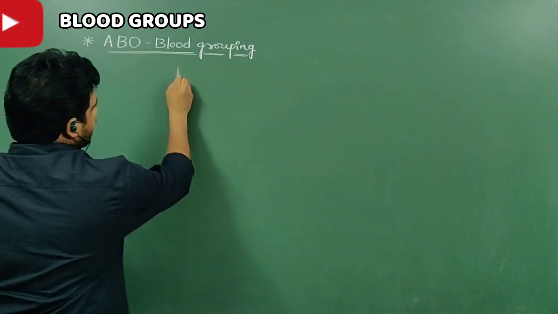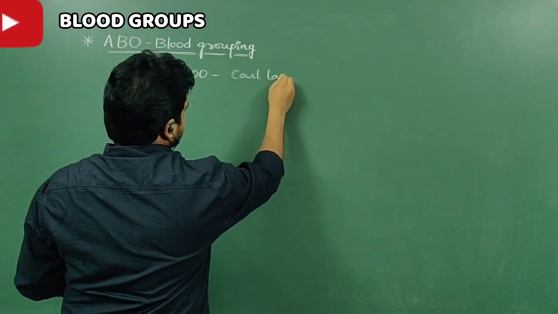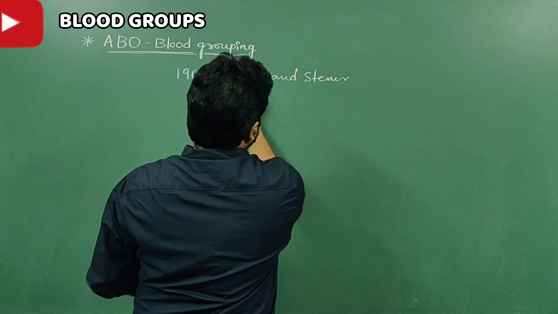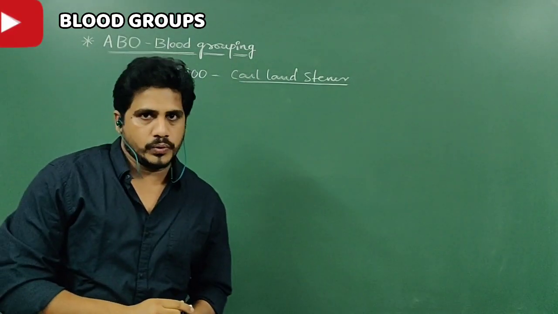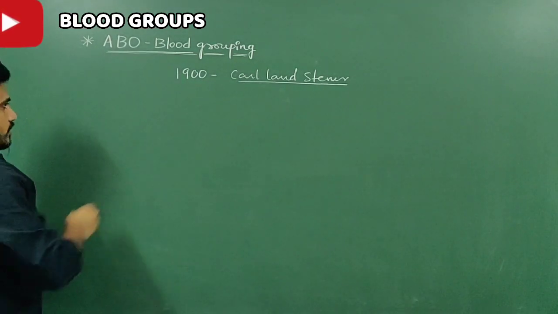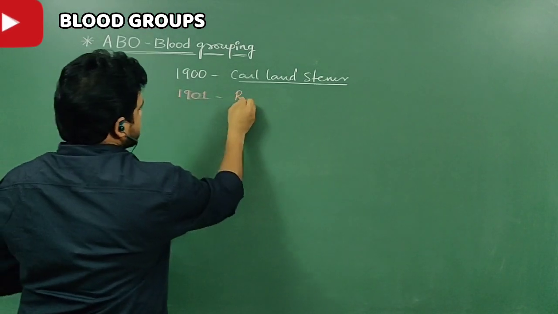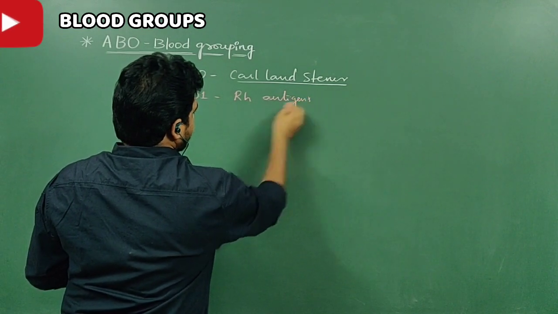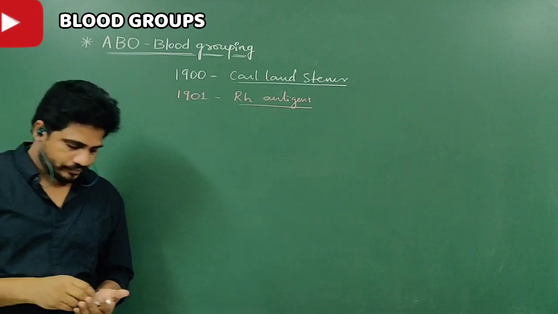In 1900, Karl Landsteiner discovered the human blood groups, that are A, B and O. Then in 1901, RH antigens were identified. This is a type of history about blood grouping discovery.